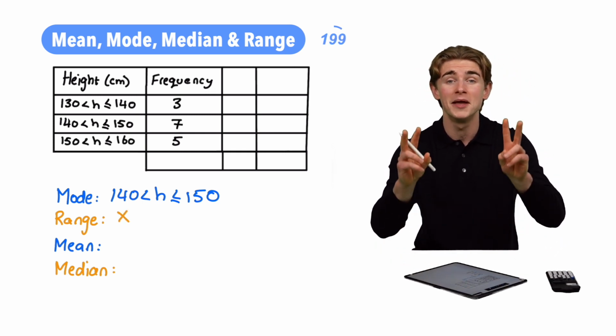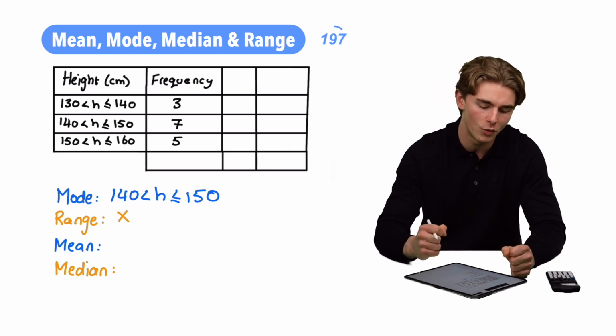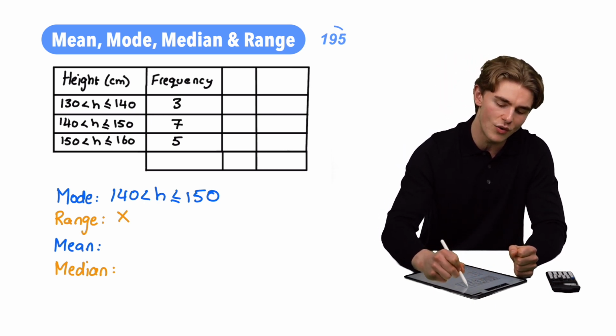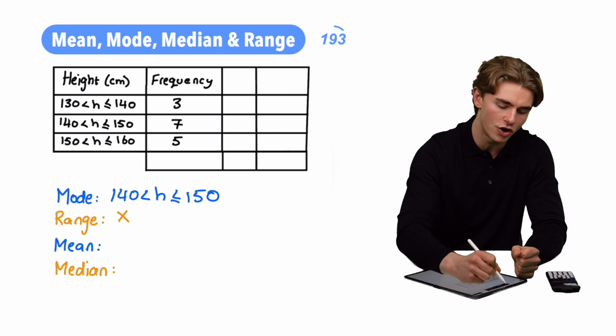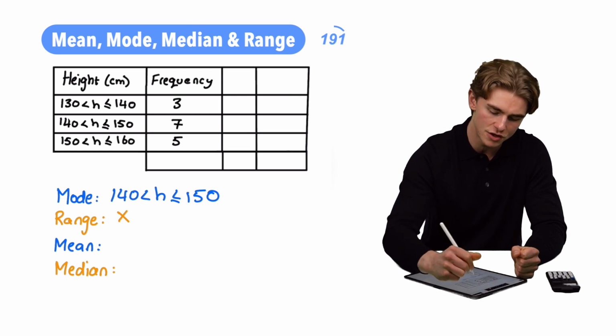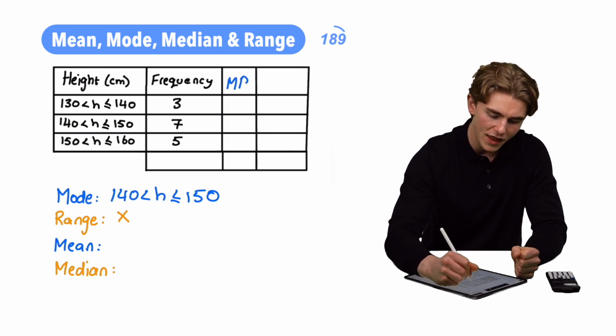What about our mean, guys? This one is definitely the meanest. Let's have a look how to do it. What are we going to do? We can see that we have these two added columns over here, and they're going to be the columns for our midpoint. Let me switch to blue. Our midpoint, and our midpoint times by our frequency.